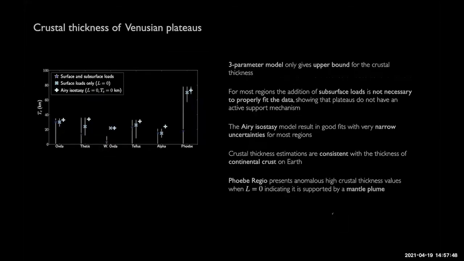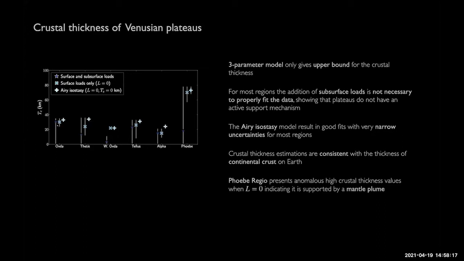And yeah, so here I'm showing you the crustal thickness estimations that we found for the 6 regions that we study. And we showed the example with 3 different loading possibilities. So the dark blue stars are when we have the 3 free parameters that I talked about: the load ratio, the crustal thickness, and the elastic thickness.